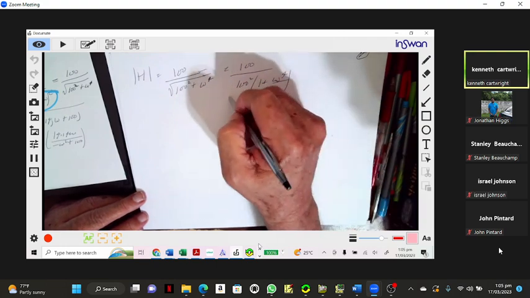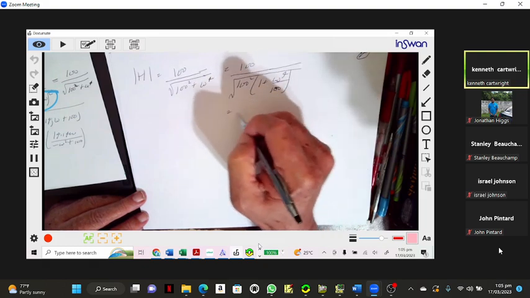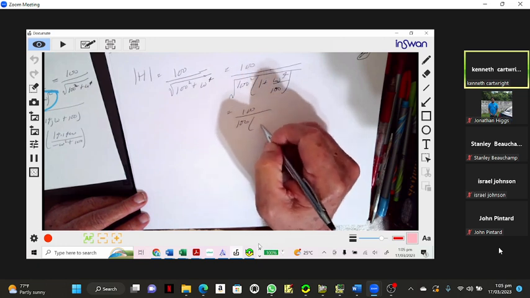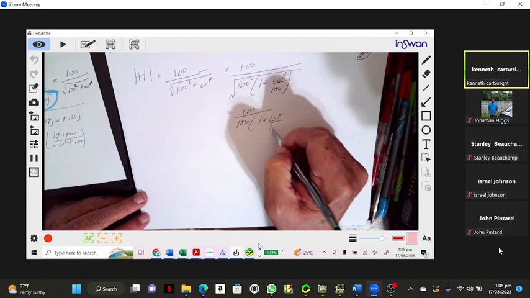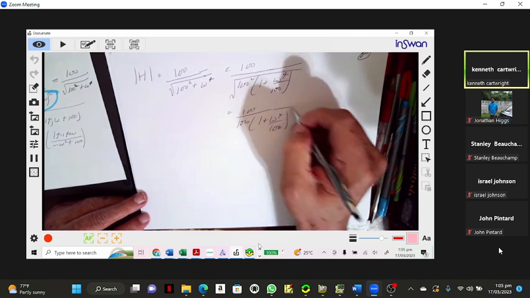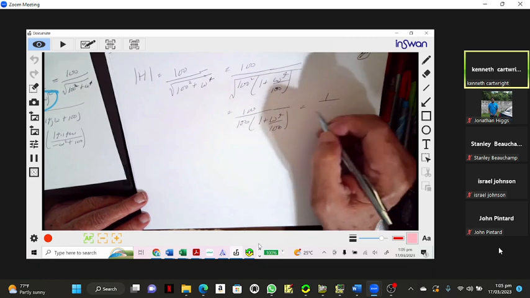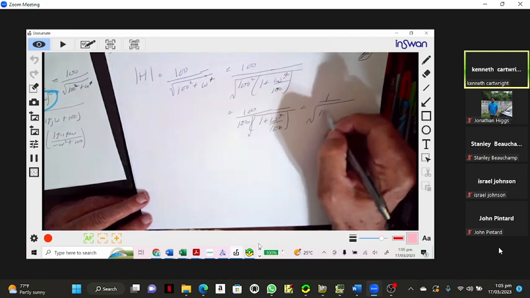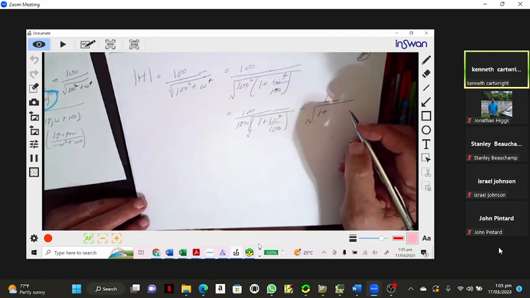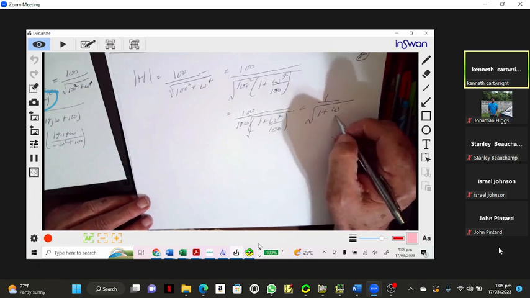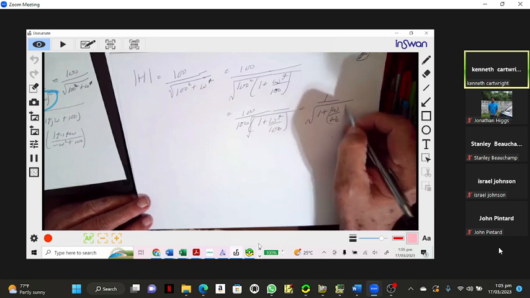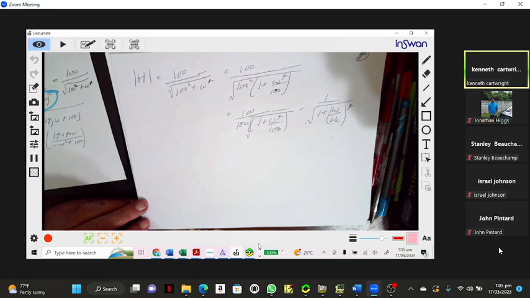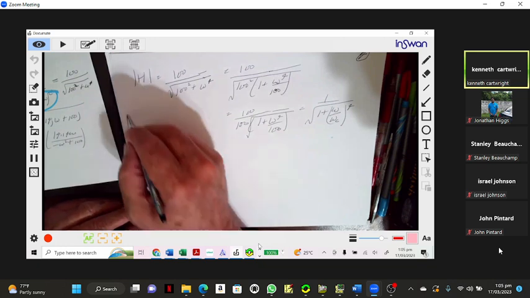Square root, which is 100 over 100, 1 plus omega to the fourth over 100, which is 1 divided by the square root of 1 plus omega over omega c, the fourth. Okay. That's the second order.